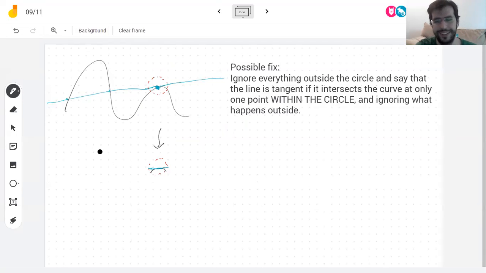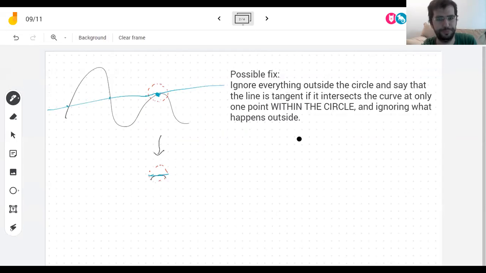So, can anyone see a problem with this, or is this just correct and then we're done for the day? This is a very hard question. I'm gonna be impressed if you can think of what's wrong with this.